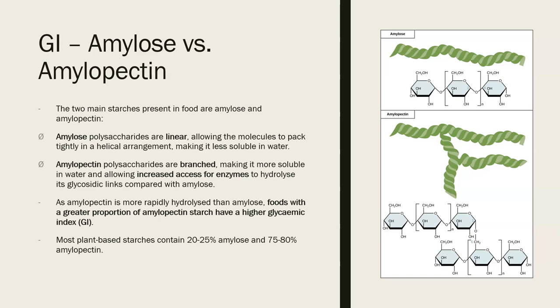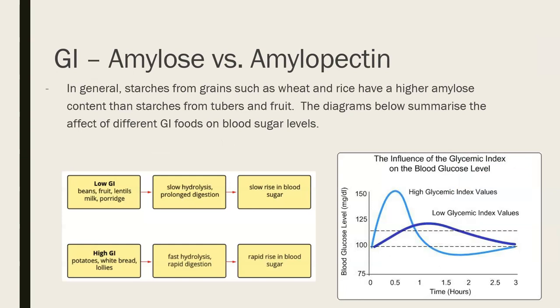Since amylopectin is more rapidly hydrolyzed than amylose, foods with a greater proportion of amylopectin will have a higher GI. They will give more glucose into the body faster because it moves into our bloodstream. Most plant-based starches contain about 20 to 25% amylose and 75 to 80% amylopectin, the more easily digestible form. So in general, starches from grains such as wheat and rice have higher amylose content than starches from tubers and fruit. If we have a look at how this affects our GI in the blood, we can get a comparison of how these different foods will act.